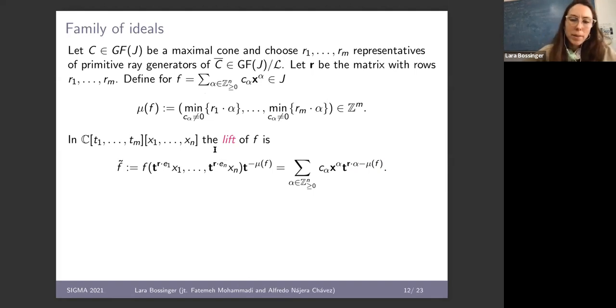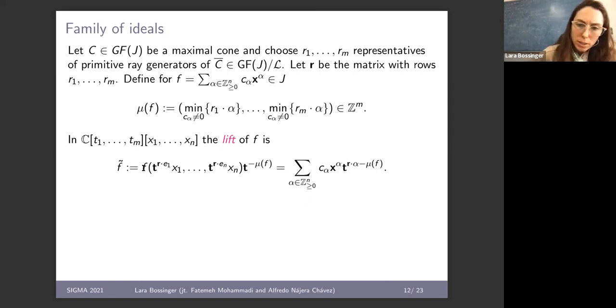So formally, that means I have to consider for a polynomial in my ideal this vector of minima, where I always take the dot product of all my ray representatives with the exponent vectors appearing in the support of my polynomial. And then I will lift my polynomial to an element in the polynomial ring with coefficients in another polynomial ring in t parameters, one t parameter for every ray.